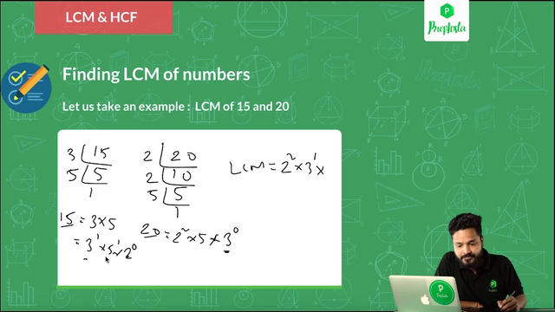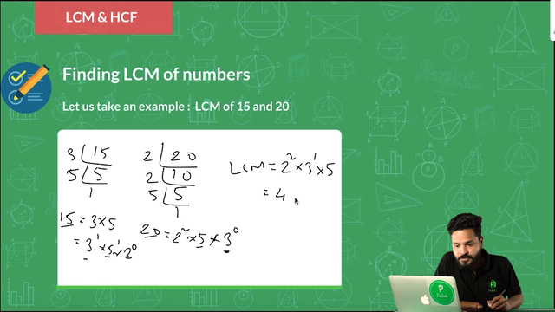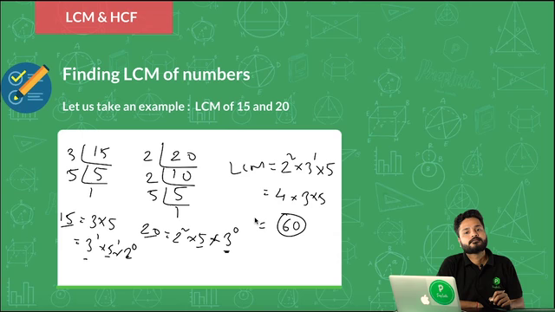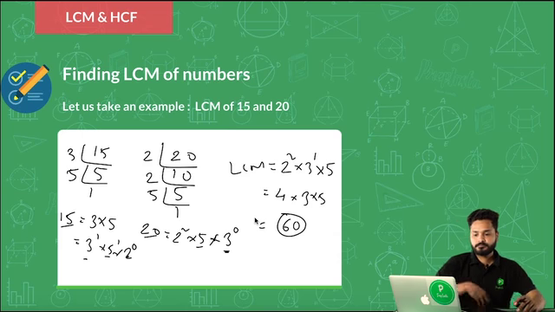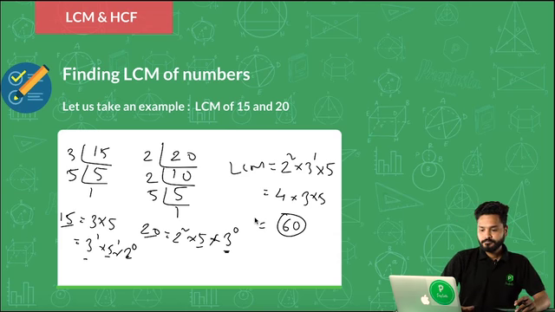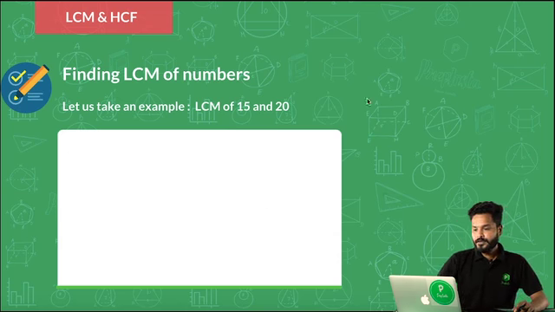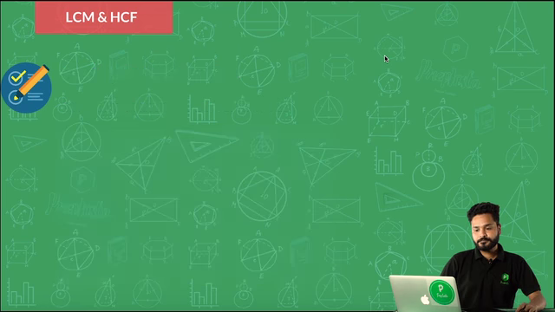Similarly 5. 5 is appearing 1 time in each of them. So the LCM would be 2 square, which is 4, times 3 times 5, which is nothing but 60. Clear that? Alright. So once we're done with this, let me teach you how to calculate the HCF of two numbers.